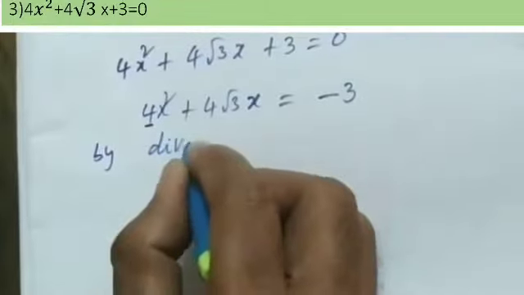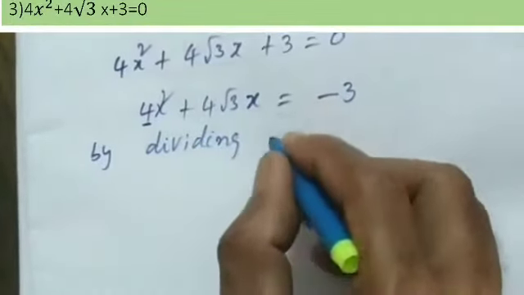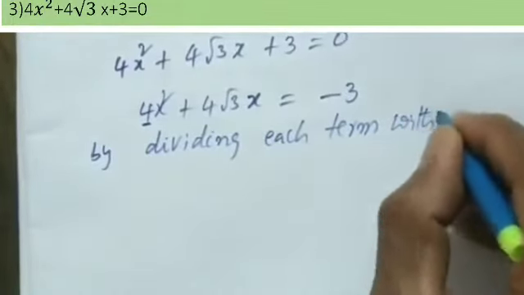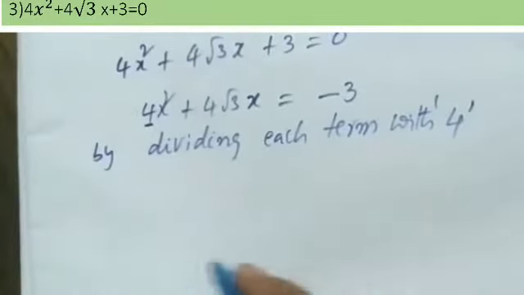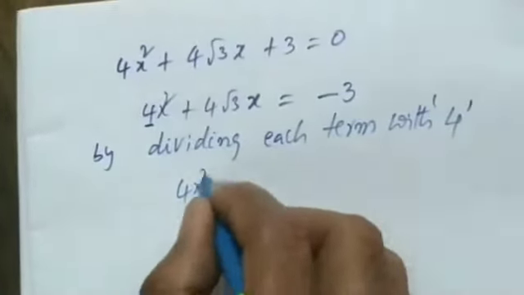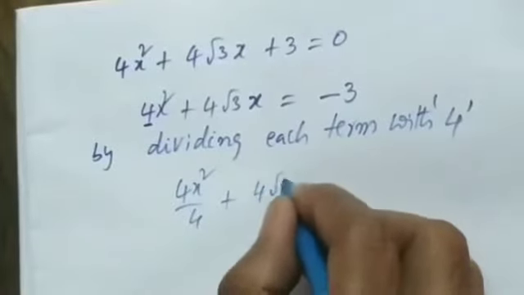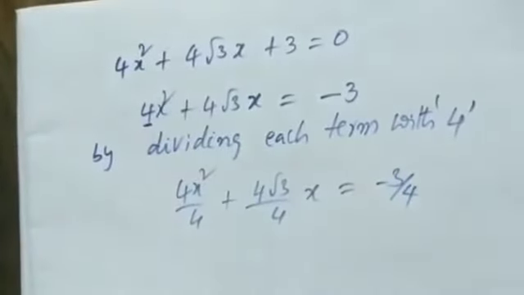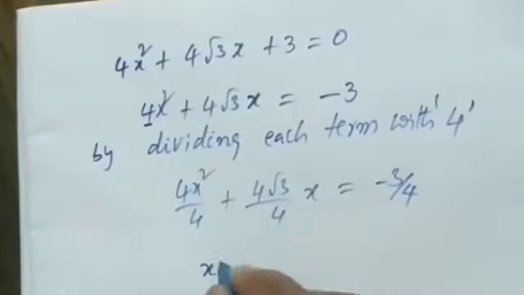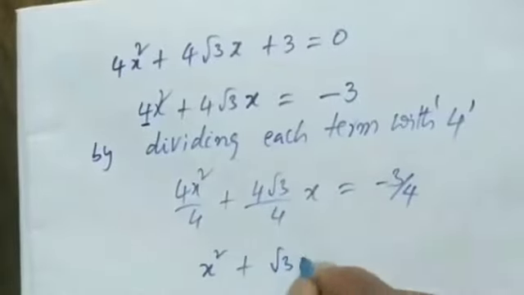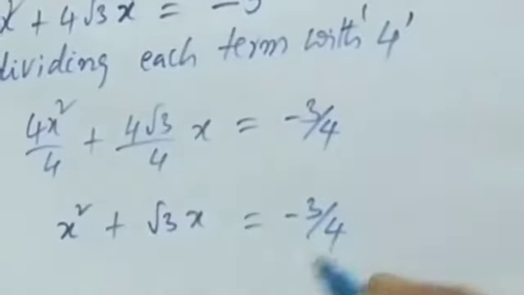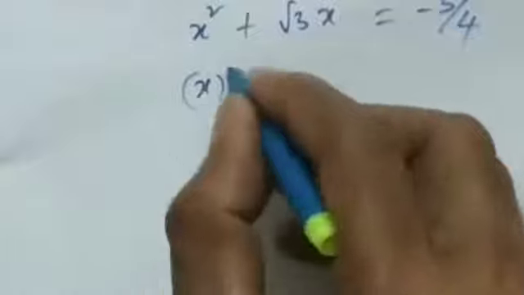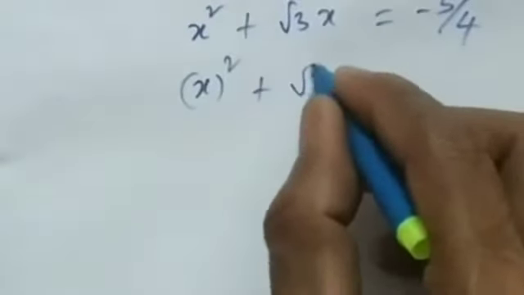Dividing each term by 4: 4x square by 4, 4 root 3x by 4, equal to minus 3 by 4. Now is there anything to cancel? 4 and 4, and 4 and 4 also. So the equation becomes x square plus root 3x equal to minus 3 by 4. Here also we have a square plus 2ab term. We have to find the b square term to make it a complete square.